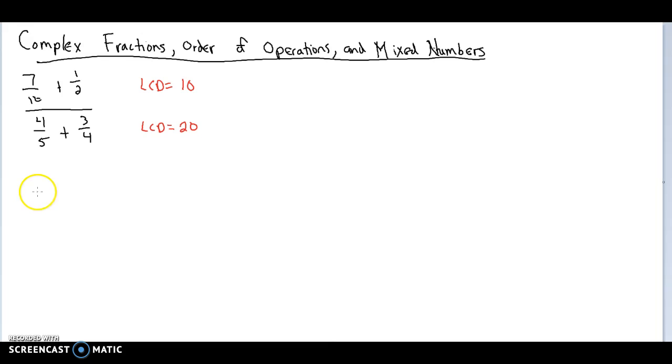All right. So in the numerator, we've got 7/10. Okay, it already has 10. We have to change the other one. 1/2 has to be changed to 5/10. Multiply by 5 to get to our common denominator. And then on the bottom, we're going to change them both to 20. So 4/5 will change to 16 over 20. And then 3/4 will change to 15 over 20.